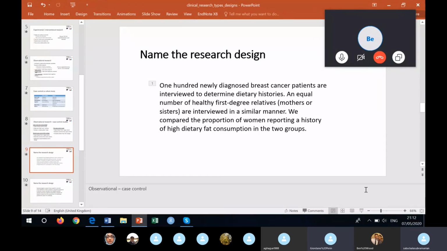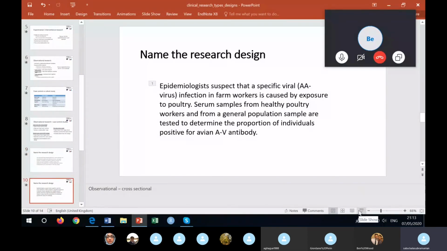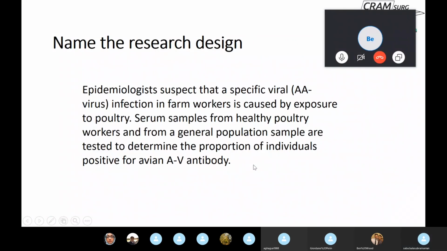So the first thing to say is, is this interventional or is this observational? It's clearly observational. There's no intervention here. You're not feeding fatty food to people. And the second thing then is to say, what's the starting point? Are you starting off with exposure, or are you starting off with the endpoint? Here you're starting off with the endpoint, i.e. you've got breast cancer patients and you've got some healthy controls. And then you're looking back to see if they've had the exposure. So this is clearly a case control study. Excellent, very good. Right, shall we ask Adam next?